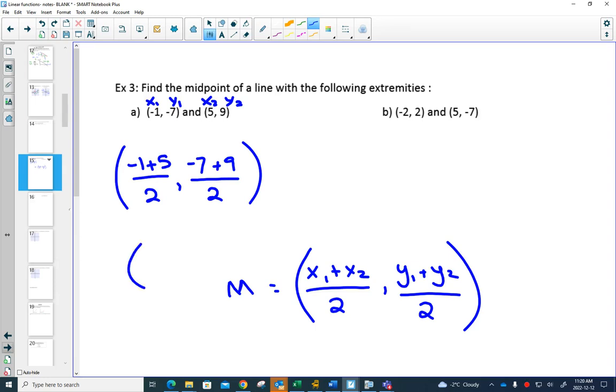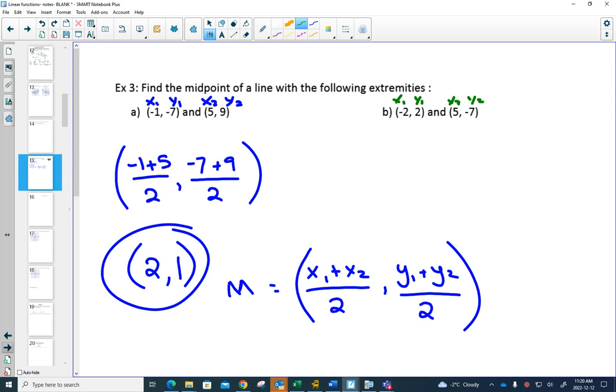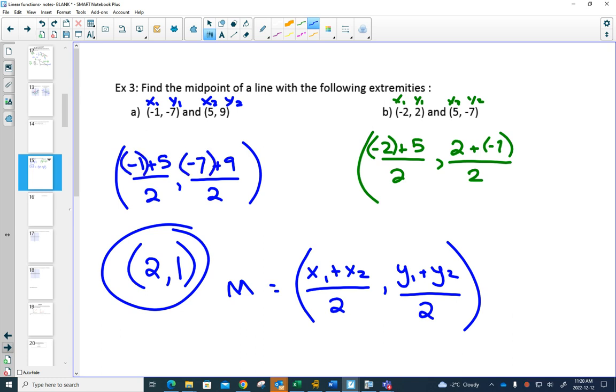Simplifying means you're going to get 4 divided by 2, which is 2, and here you're going to get 2 divided by 2, which is 1. Did you get (2, 1) for the first one? Yeah. Yay! Second one, again, x1, y1, x2, y2, just to help me use the formula right. -2 plus 5 divided by 2, and 2 plus -7 divided by 2. When we use negative numbers, often it's a good idea, I should have done on the last one, to put negative numbers in with brackets.